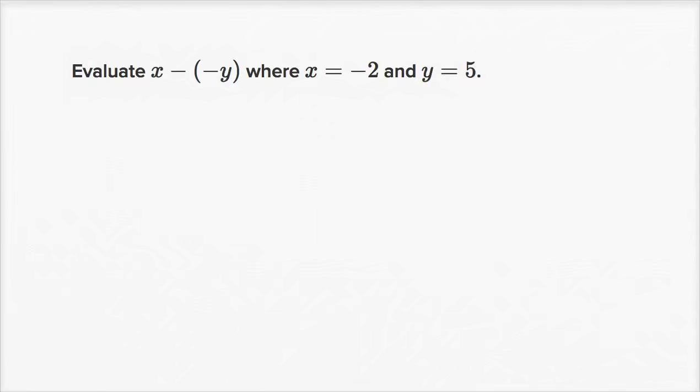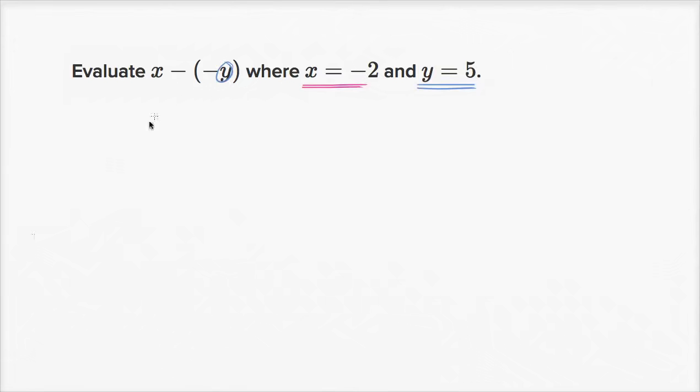Let's give ourselves some practice substituting positive and negative values for variables. So we're told to evaluate x minus negative y, where x is equal to negative 2 and y is equal to 5. So everywhere we see an x, we could replace with a negative 2. Everywhere we see a y, we replace with a 5.